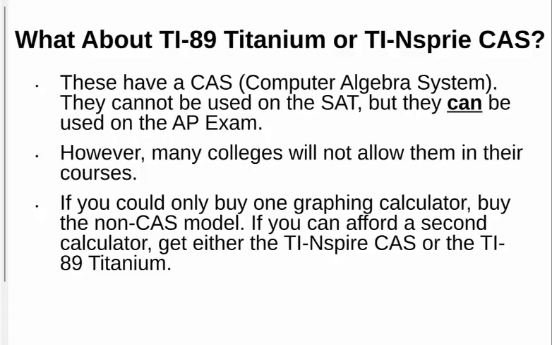Which is not a bad thing to have. But a lot of colleges won't allow them for their courses because of the computer algebra system. If you can only buy one, buy the non-CAS models, the 83 Plus series or 84 Plus series. If you can afford a second calculator, get one of the CAS models as your second calculator.